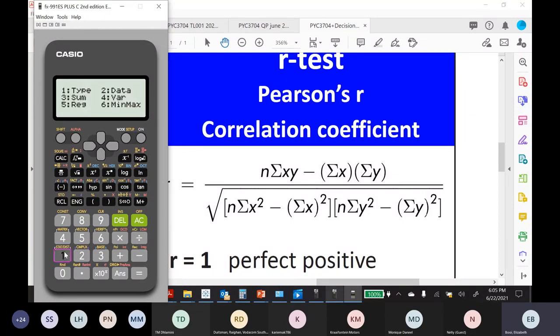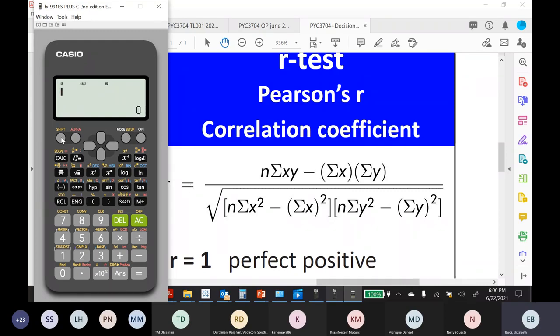We go back, shift, stat. The var is to find the standard deviation of the X and the standard deviation of the Y value. You press button number 4. As you can see there, that is the mean of X. There is the mean of Y. That is the population standard deviation for X. That is the sample standard deviation for X. That is the population standard deviation for Y and the sample standard deviation of Y. I don't know where you're going to use that, but I'm just showing you that the possibilities are there.